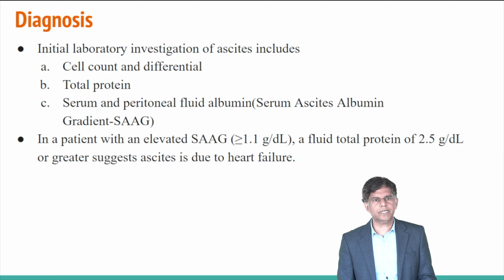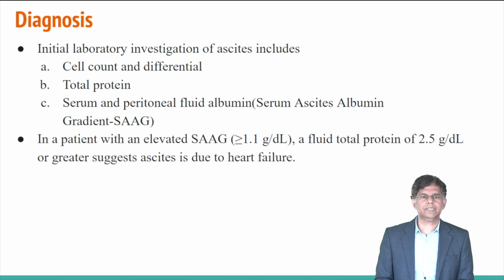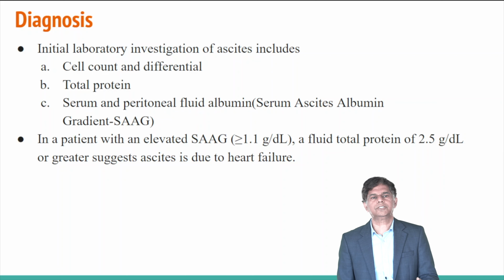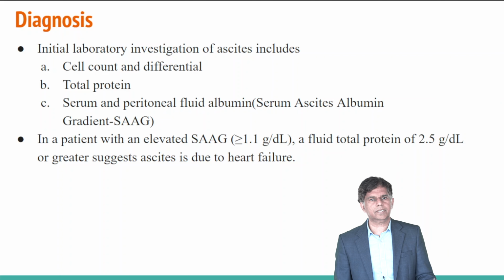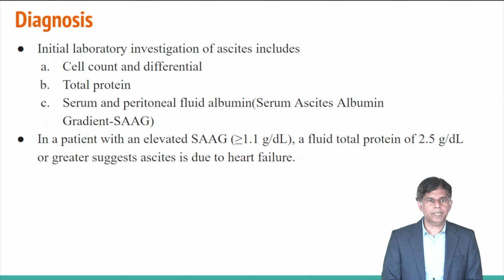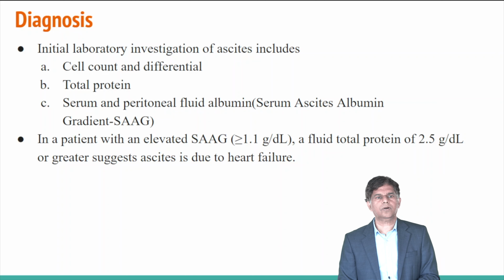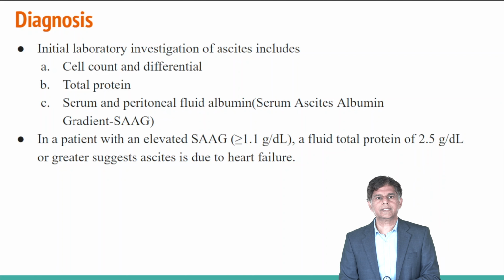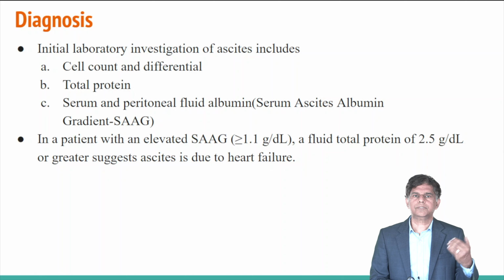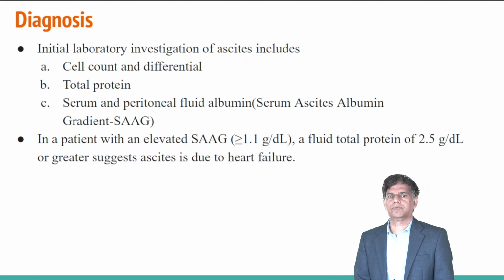Now, what are the investigations? You have to do cell count and total protein. The first thing when it's ascites, you have to do paracentesis, right? You look at the cell count and differential because you need to know the PMN. We'll come back to that. Total protein. You also have to do the serum and peritoneal fluid albumin, which gives the SAAG, right? You take the serum albumin and subtract from it the ascitic fluid albumin.